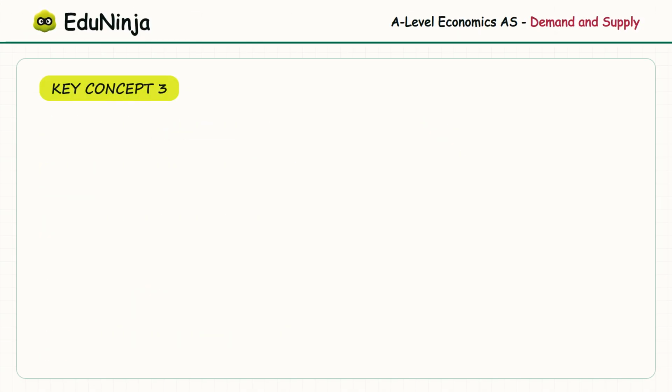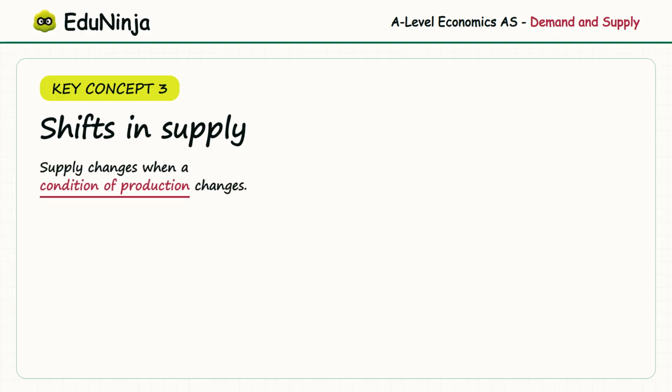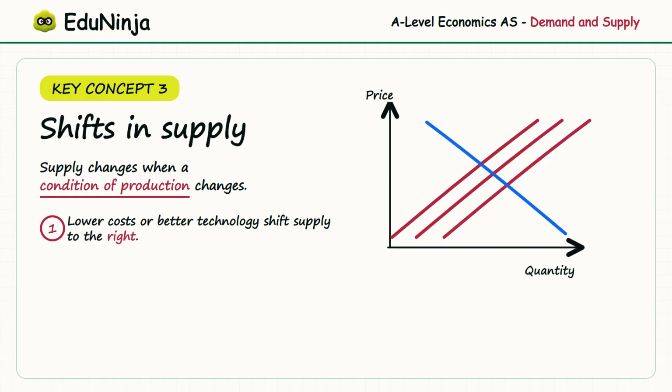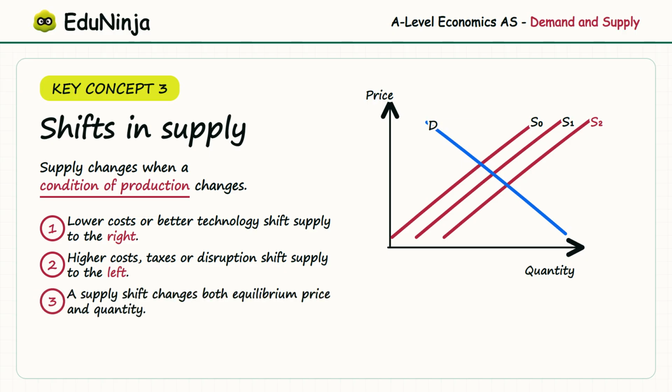Now supply. Supply changes when conditions of production change. Again, this is not caused by the product's own price changing. Lower costs, better technology, or a subsidy can shift supply to the right. That means producers are willing to sell more at every price. Higher costs, taxes, or disruption can shift supply to the left. That means producers are willing to sell less at every price.